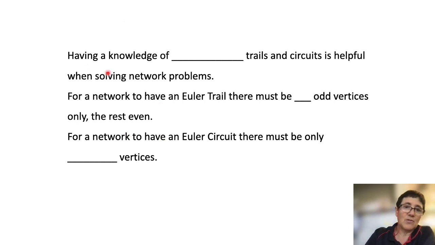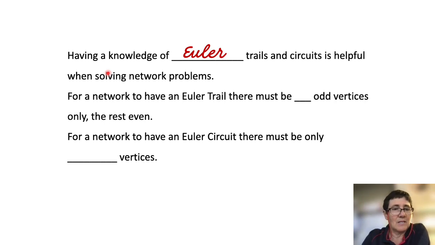If you have a knowledge of Euler trails and circuits, it's really helpful when you're solving network problems. What you're going to need to remember is that for a network to have an Euler trail, which is going over every edge once and once only, you must have 2 odd vertices, okay, and the rest must be even. To have an Euler circuit, starting and ending at the same place, going over every edge once, you must only have even vertices. Okay, so you need to remember Euler when we're solving problems with networks.